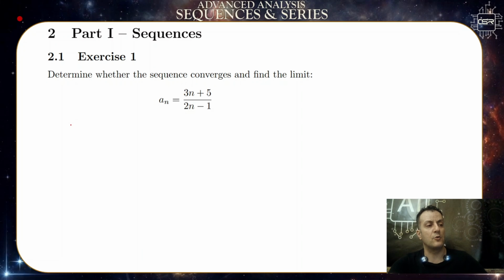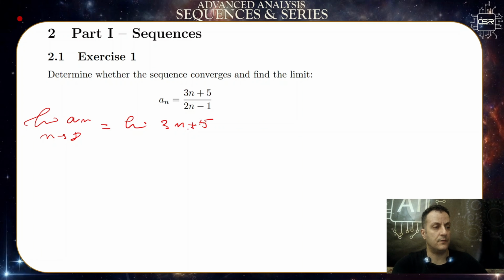1. Determine whether the sequence converges and find the limit. a_n is equal to (3n + 5) divided by (2n - 1). Okay, so the limit of a_n as n approaches infinity is equal to the limit of (3n + 5) divided by (2n - 1) as n approaches infinity.